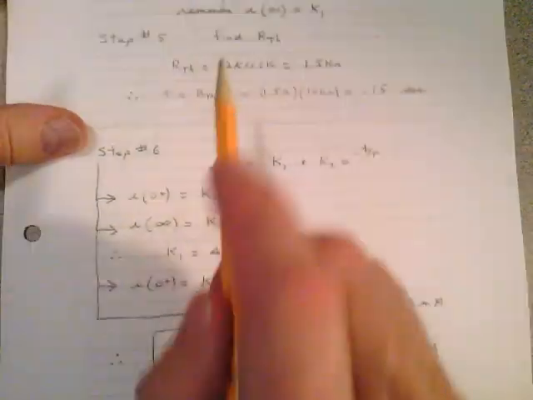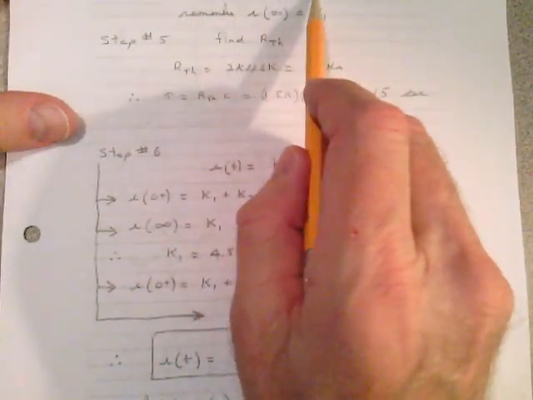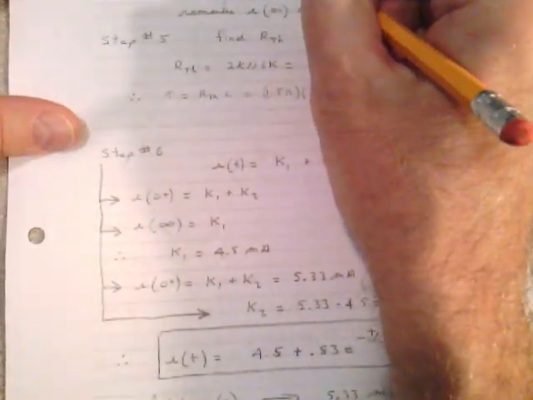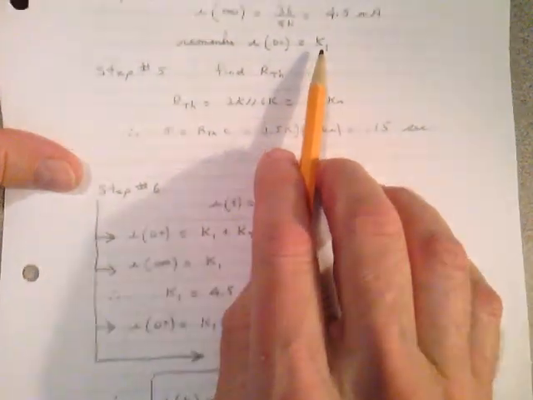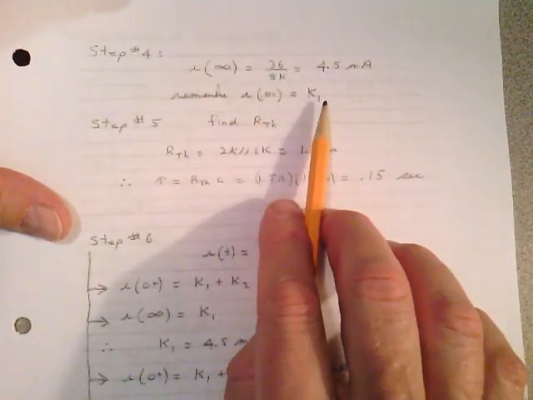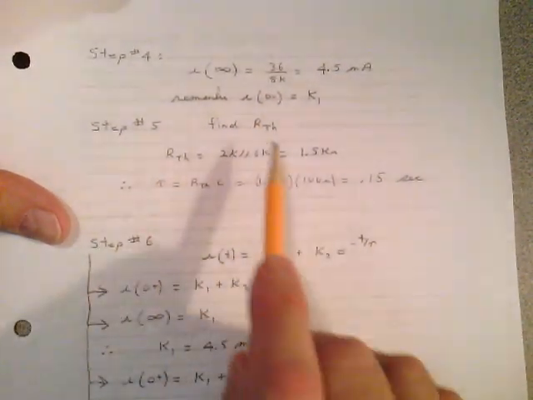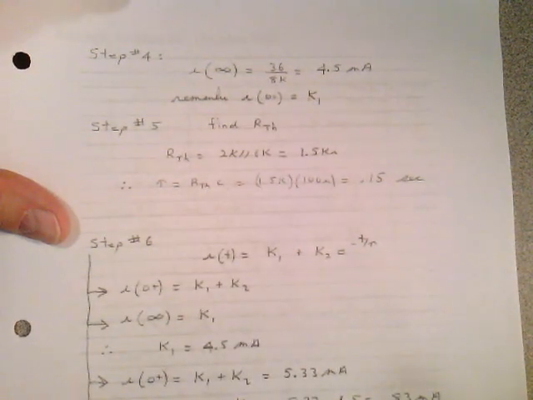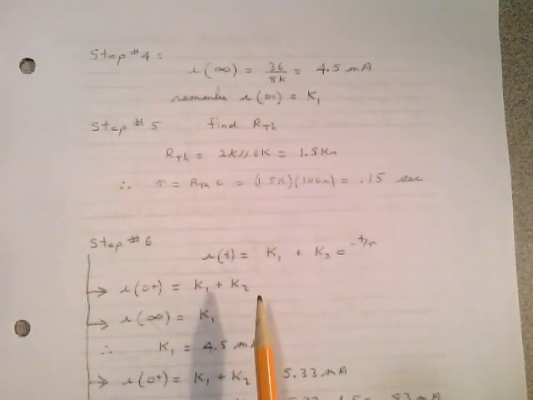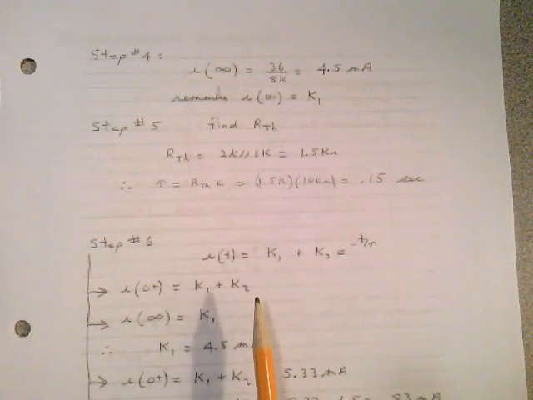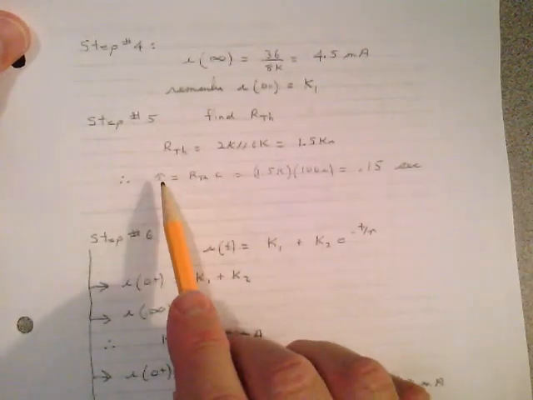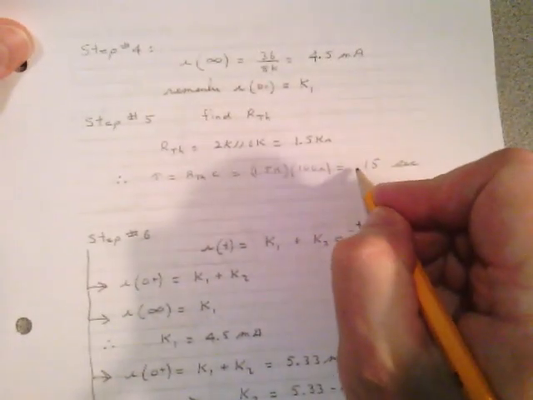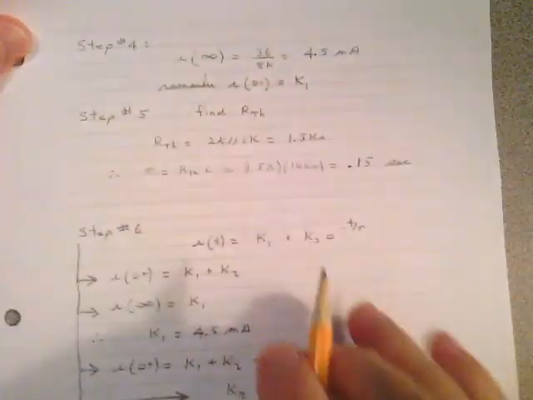Step 4 says find I of infinity, 4.5 milliamps. Remember that I of infinity was simply equal to K1. Step number 5, find Thevenin equivalent resistance as seen by the capacitor in this case. It's 1.5 K ohms. The time constant calculates to be 0.15 seconds.